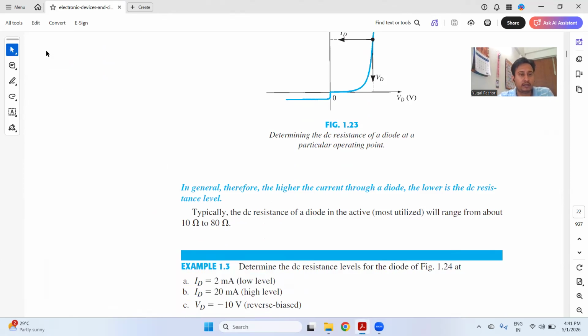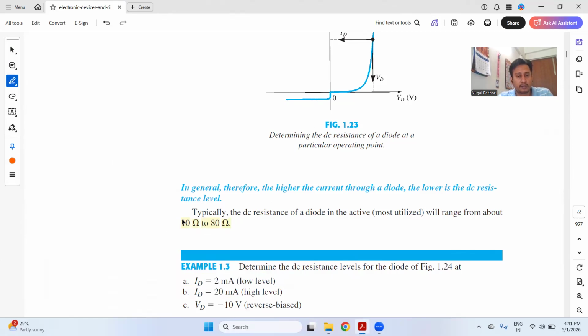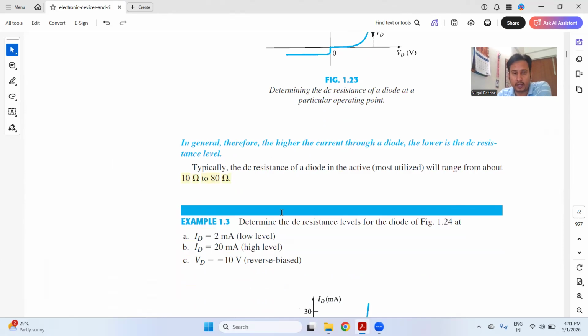So let me highlight this. Let me change the color of the highlight pen to orange. Okay, so this is done. Now, 10 ohm to 80 ohm, this is highlighted. Now, again, continue the next topic.